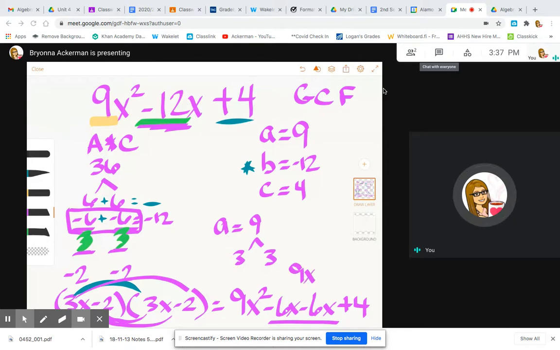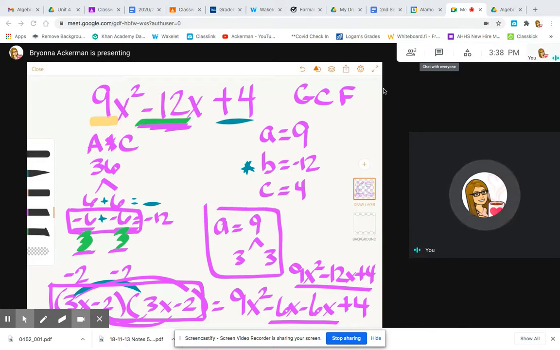So 9x squared minus 12x plus 4, I get the original back. And that means these two are in fact my factors. It was a little harder because we actually had to divide A up. Then from there, we divided the factors by A, and those went in front over here, okay?